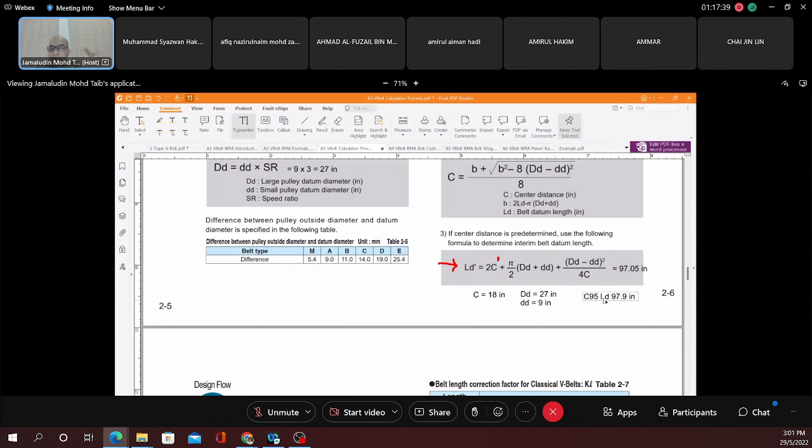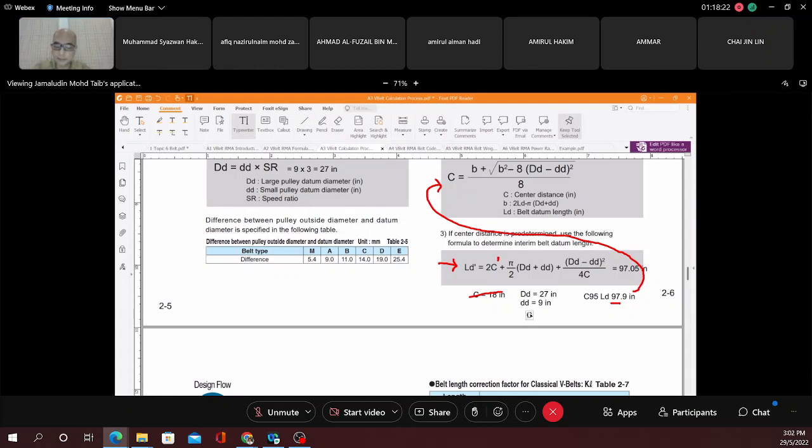If we maintain 18, this value is 97.05. However, we're using the larger LD, meaning that we go back here and calculate the new C. You should get a value of 18 and above. If you get below 18, something is wrong with your calculation. That's the idea, because we are using the larger LD. Can you calculate for me, please? What is the value of the new C here? The C here is not right. We should have a new C.